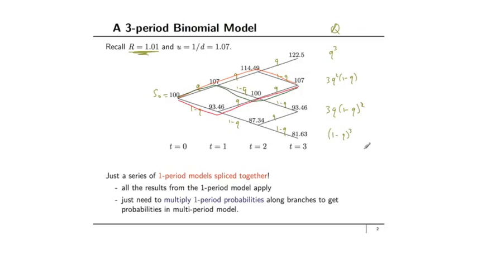Okay, so the binomial probabilities will say that the probability will be n choose r times q to the r times (1 minus q) to the n minus r. In this case, n is equal to 3, and r is the number of up moves required. So if r equals 3, then we must have 3 up moves and we get q cubed. If r equals 1, then we have 3 choose 1 equals 3, and we get this number here, and so on.